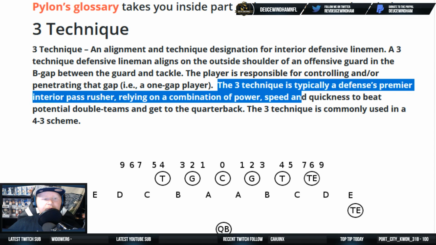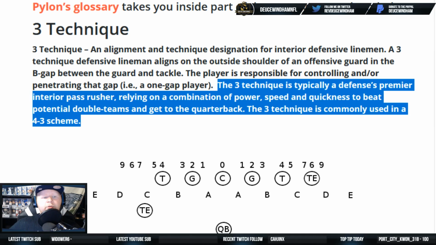Here's the key, though, and I like to highlight this. The three-tech is typically a defense's premier interior pass rusher. One of my favorites of all time, New Orleans Saints Leroy Glover. Just look at the stat sheet. Go to Pro Football Reference, check out his box score. Insane. Relying on a combination of power, speed, and quickness.